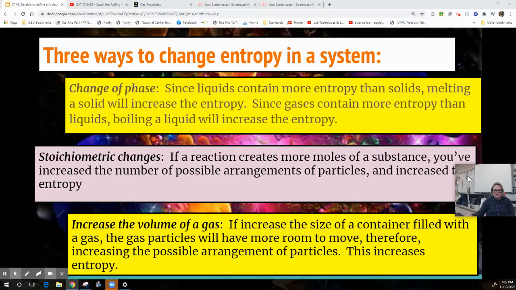And then the last thing is to increase the volume if I'm talking about a gas. If I've got a gas in a container and then I increase the container, all of a sudden those particles have more places to go, so there are more arrangements possible. Therefore, I'm increasing the entropy. Think of a balloon. If I blow up a balloon, I'm not only adding volume to that balloon, but I'm adding more gas particles, more collisions, more arrangements, more entropy.